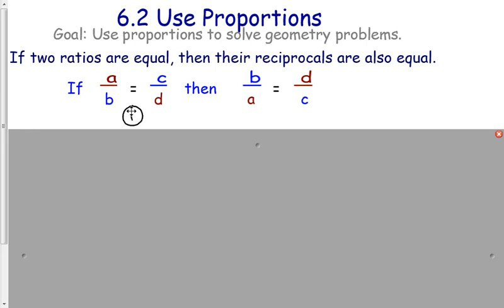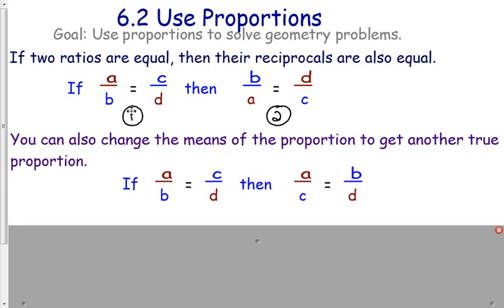But our first property: if two ratios are equal, so A over B equals C over D, option number one, then their reciprocals are also equal. So this is option number two. We flip both fractions. Notice we still are multiplying B and C together and A and D together. So we really haven't changed what we're multiplying, we're changing what it looks like.